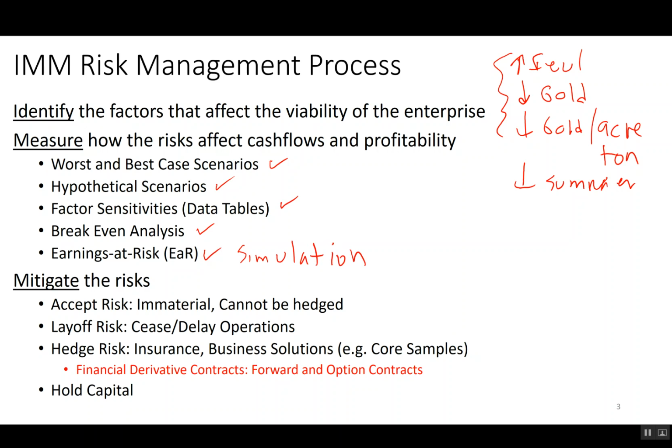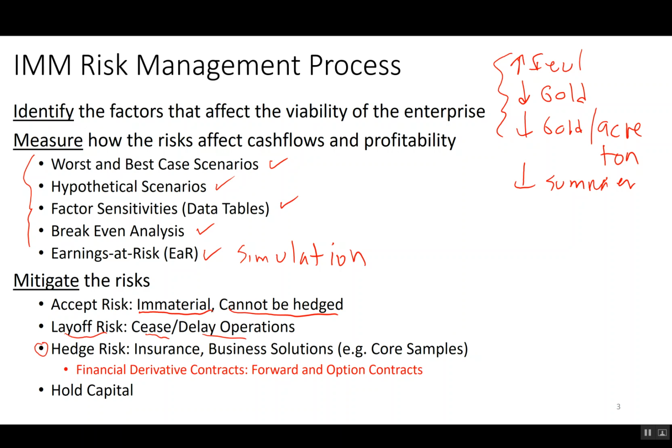We've already talked about this a little bit. Once you've identified and measured all your risks, the next step is you might decide just to accept the risk. In other words, do nothing. And that might be because it's just immaterial or you can't hedge the risk for whatever reason. You could also decide to lay off the risk. In other words, just cease or delay operations.